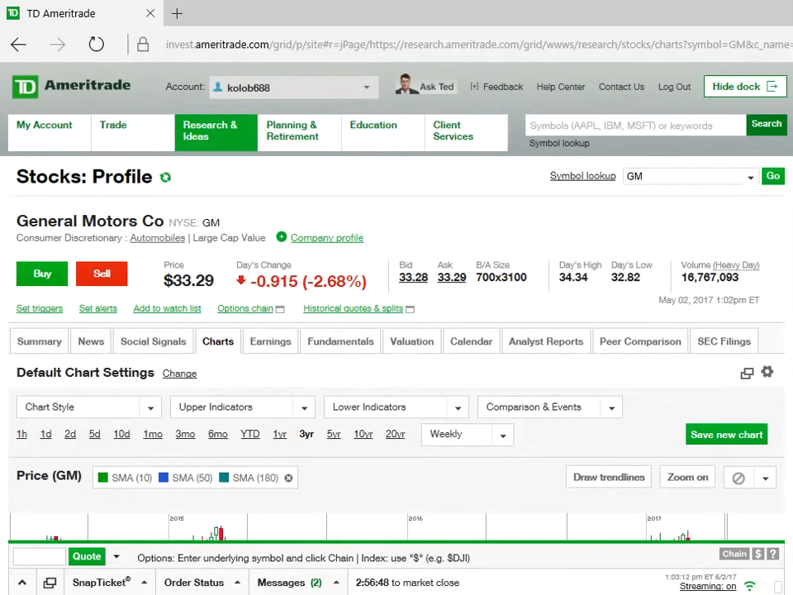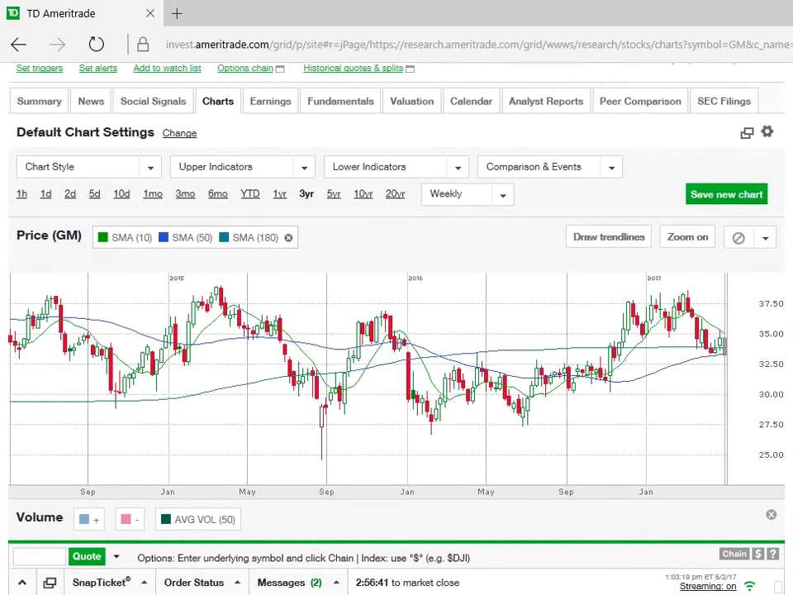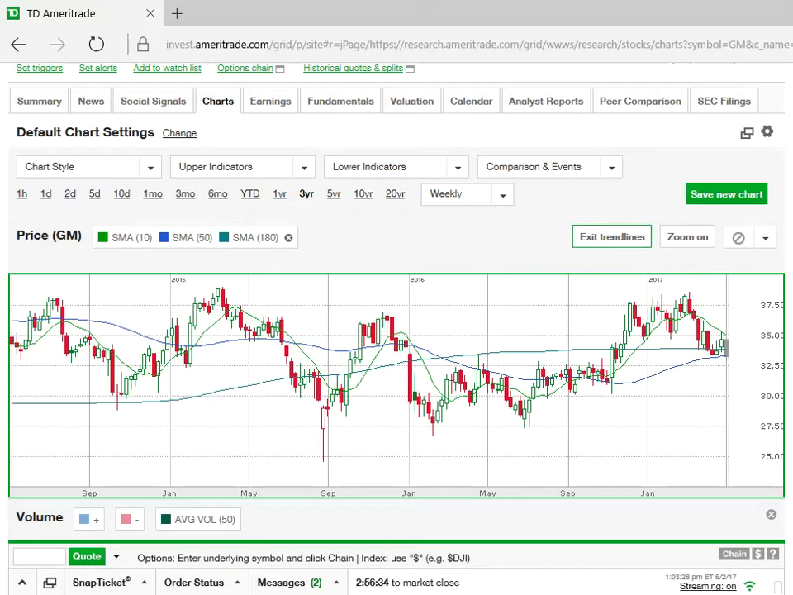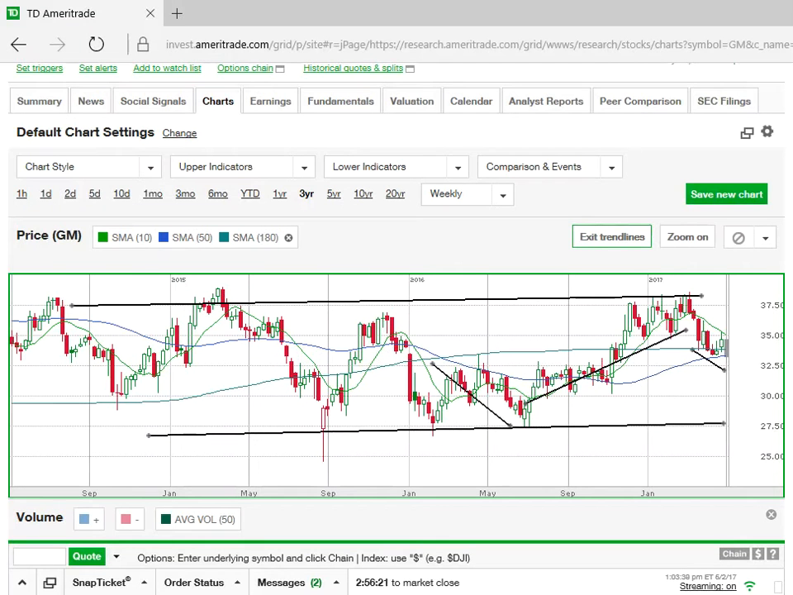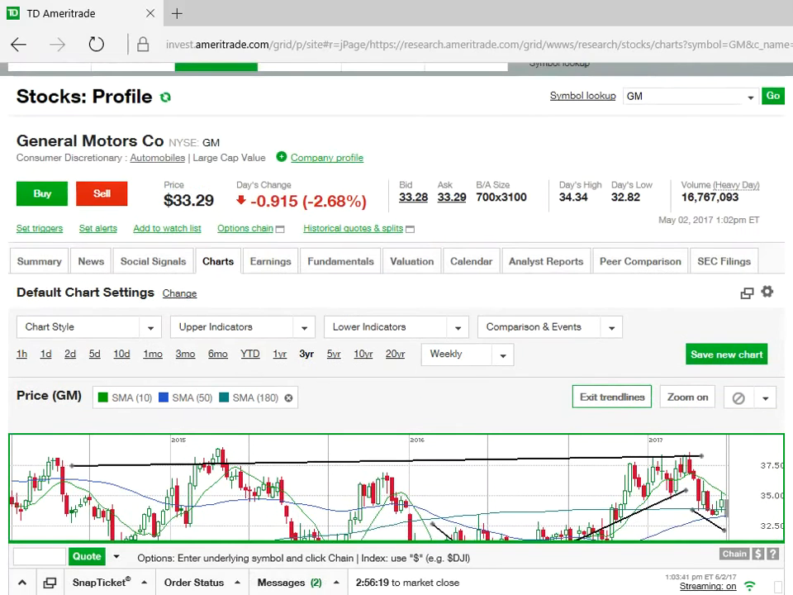Okay, so let's go to a 3-year chart. Now, as of right now, making this video, General Motors is at $33.29, and you can see the chart is showing a range. So this would be a range-bound stock: here it goes up, and then it goes down, up and down, and then up like this, and then down. And so it's got a range of the upper 37s to about the lower 27s, and it's right smack dab in the middle.